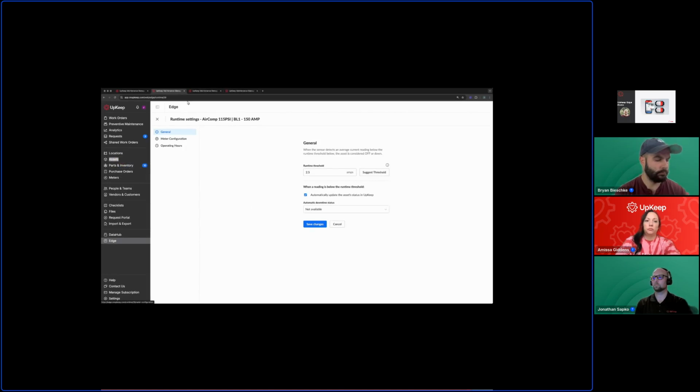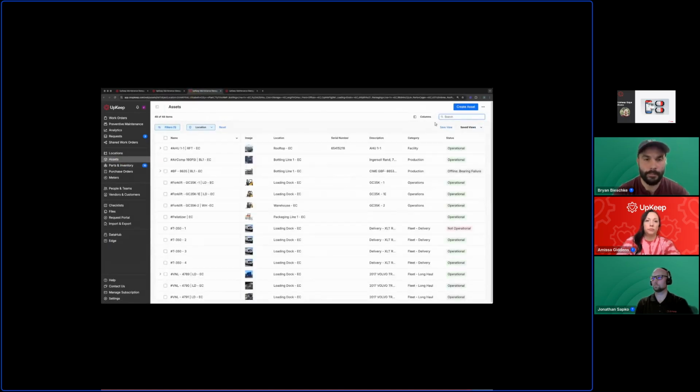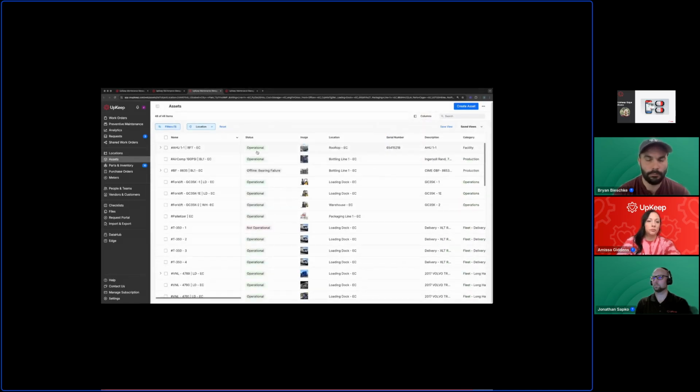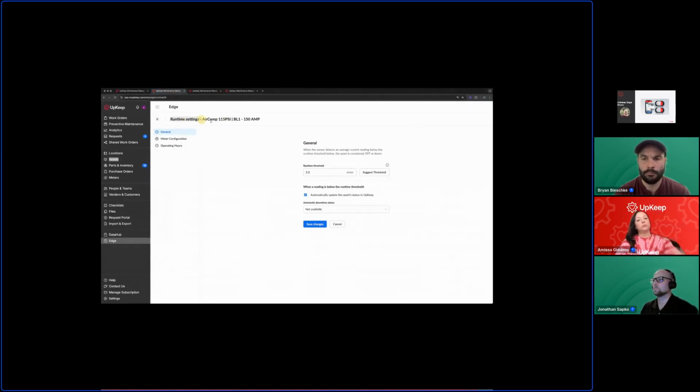So for those of you who don't know, I'm going to jump over to our assets page here. I'm going to move over the status. You are able to tell the status of an asset at any point in time, whether you're on the mobile app or you're on the web app. This is also how we track downtime too. And so if we're connected to our sensors and if we have runtime sensors here and it falls below a certain threshold, or reaches this threshold, I should say, then we can actually trigger the status to go and start collecting downtime based on this threshold.